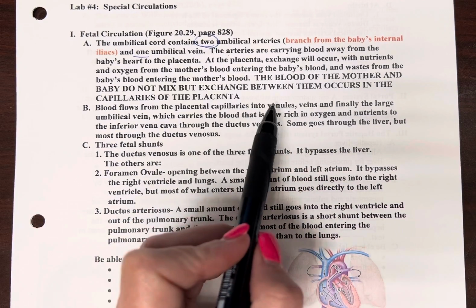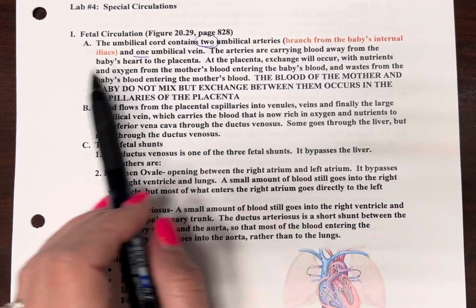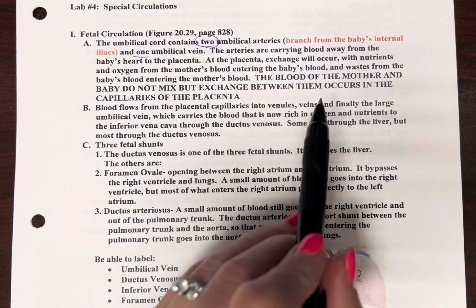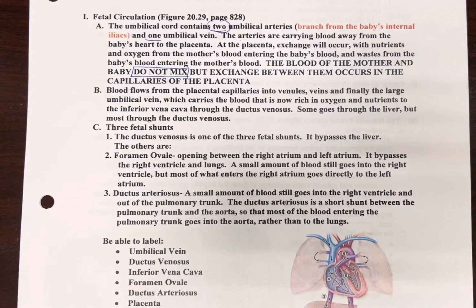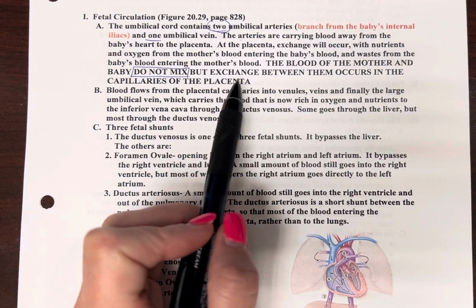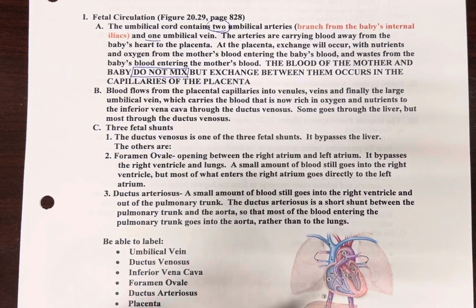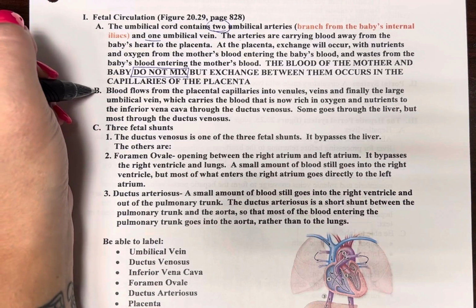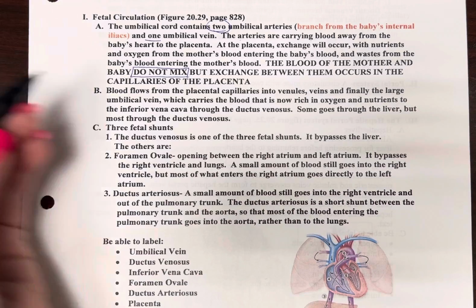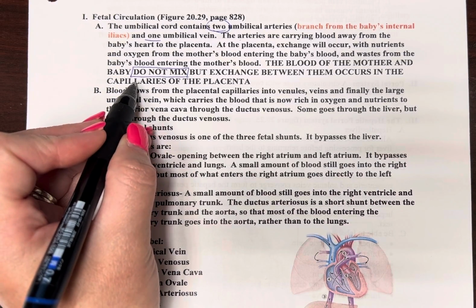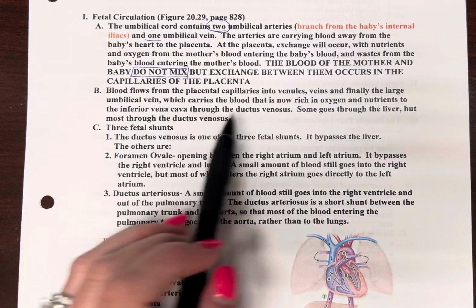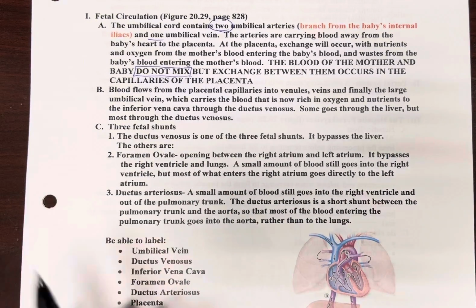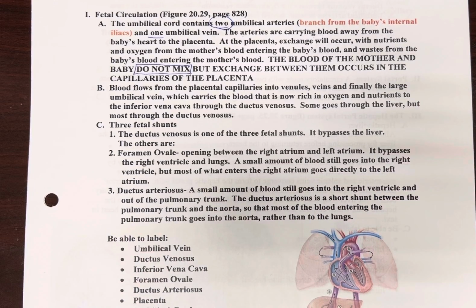Now, waste from baby goes to mom. Now, they don't mix at this point. I know that's a little bit different than what we had with blood types. The exchange occurs in the capillaries of the placenta. So that would also mean that the antibodies, if mom has antibodies for baby's blood, if we're talking about the Rh positive and then a negative baby, you could still encounter that sort of situation.